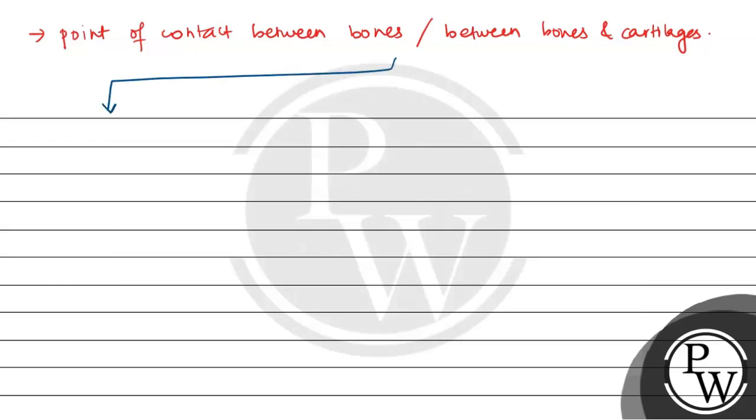Into three major structural forms. First is the synovial joint. Second is the cartilaginous joints. And third is the fibrous joints.